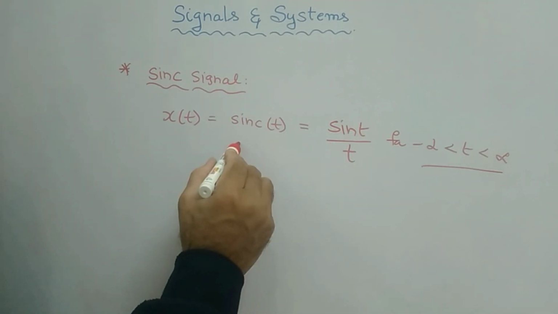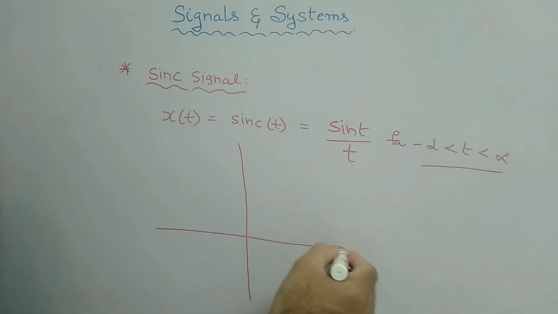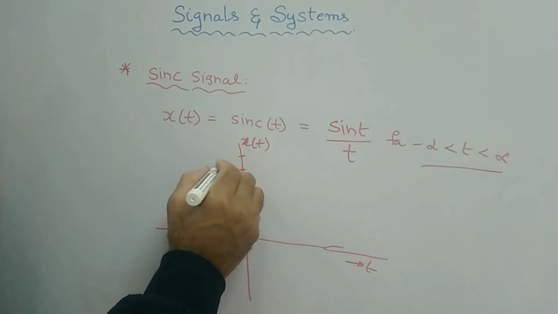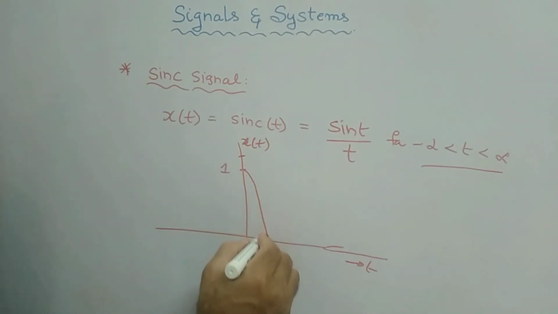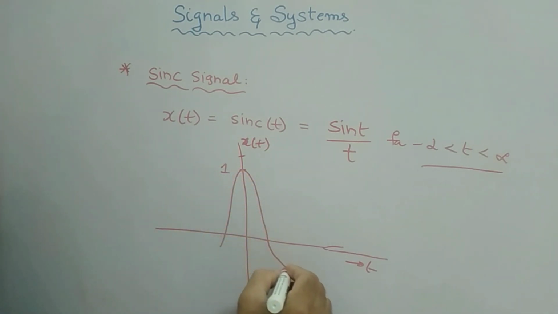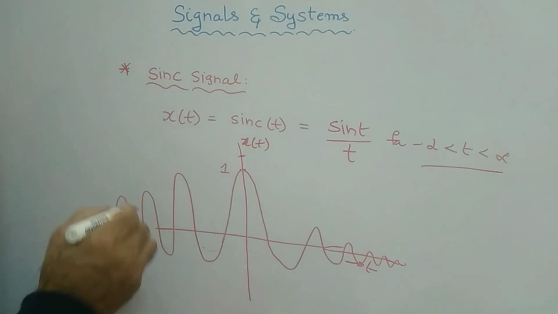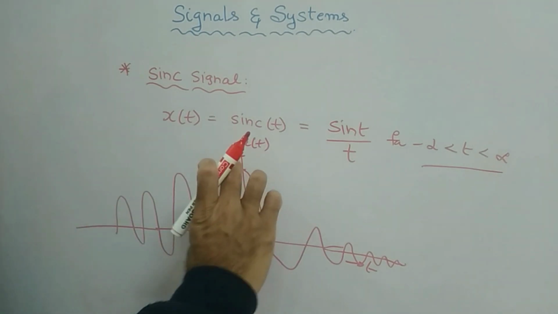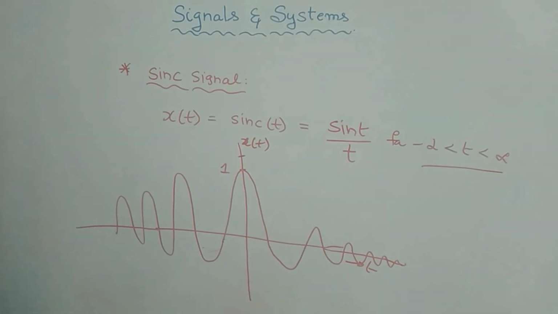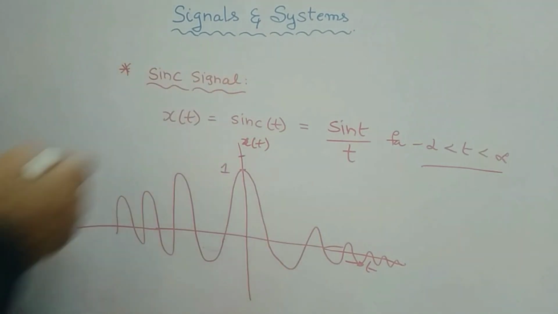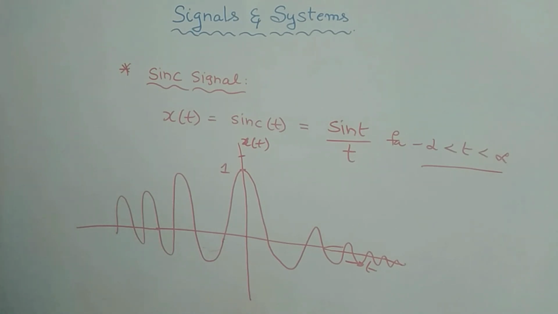So how does it look? It is something like this. Say your magnitude is x of t versus t. You can take your magnitude as 1, let us say, and it will be something like this. It is continuous, it goes like this, and similarly like this. Slowly your amplitude decreases. Here you will have the maximum value, and slowly it will go on decreasing. This type of signal is called a sinc signal. Clear?